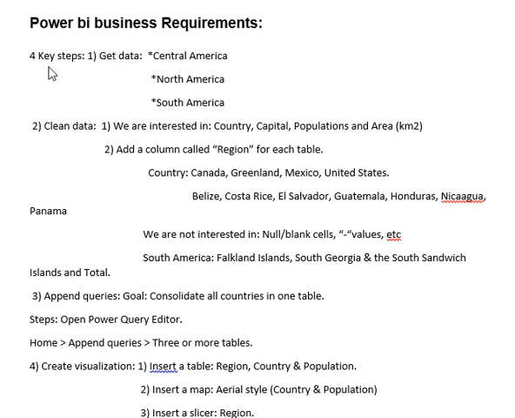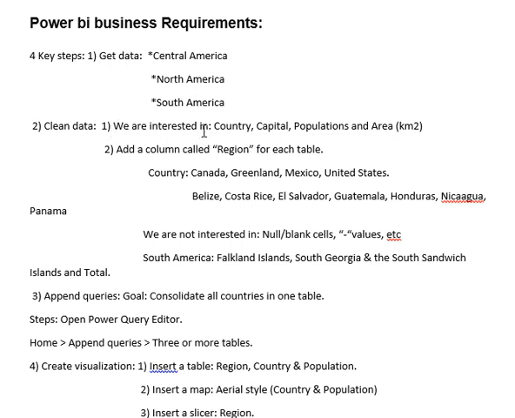The first point is that they mentioned 4 key steps. In that we'll see what all 4 key steps they mentioned. First one is get data. In get data they mentioned Central America and North America, and the third one is South America. In the second point they mentioned clean data. In that we are interested in country, capital, population and area.